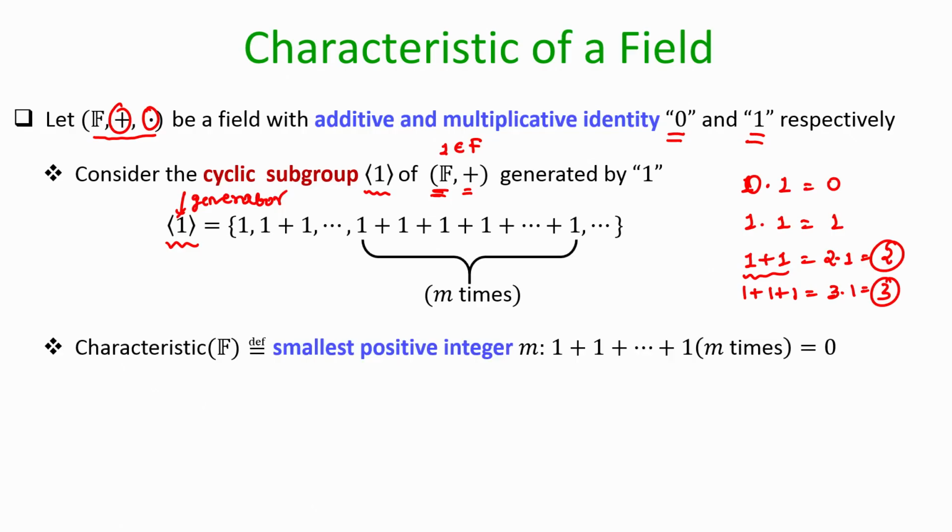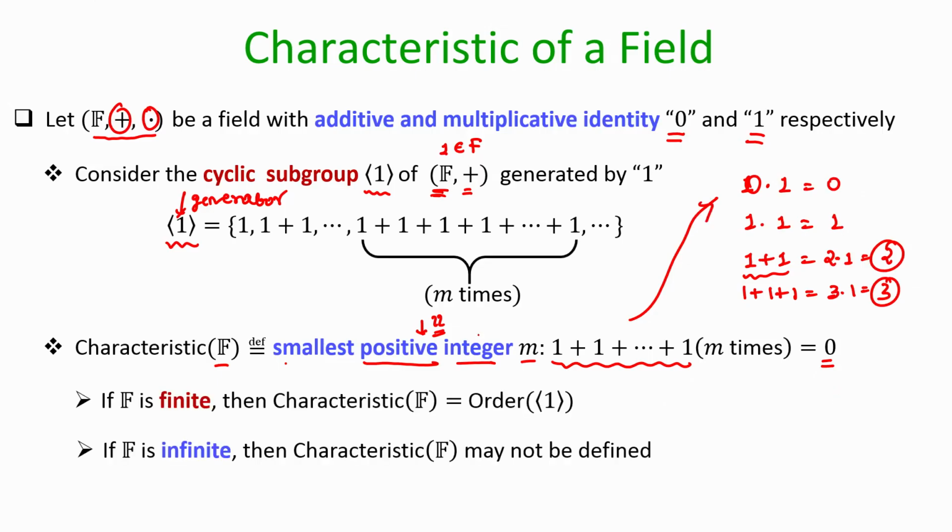So, the characteristic of the field is the smallest positive integer m, such that when the multiplicative identity 1 is added m times, I get the element 0. Why am I focusing on the positive integer, why is 0 not allowed here? Because as per the definition, 0 times 1 will of course give you the element 0. So, that is why I am interested in the smallest positive integers.